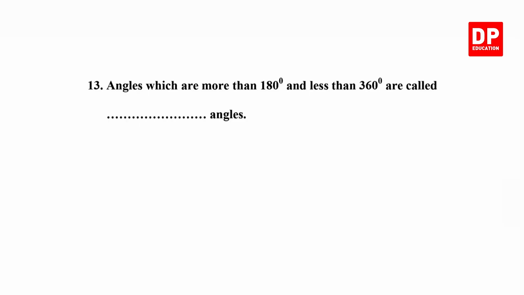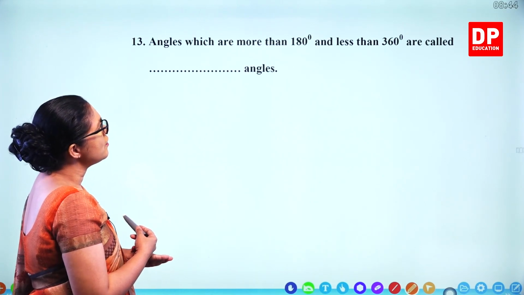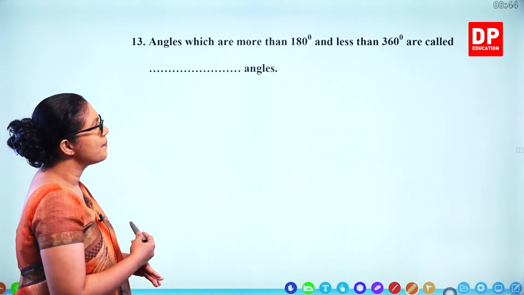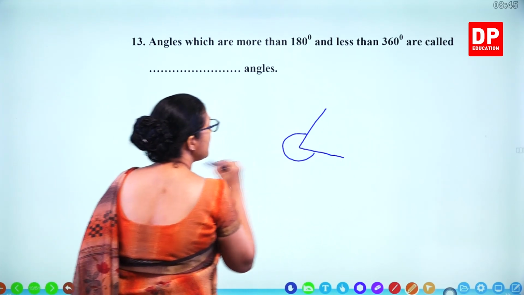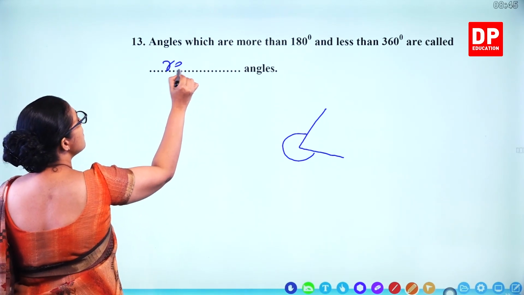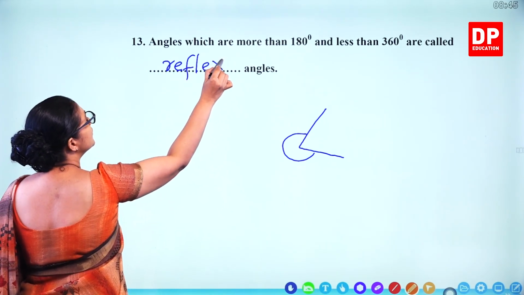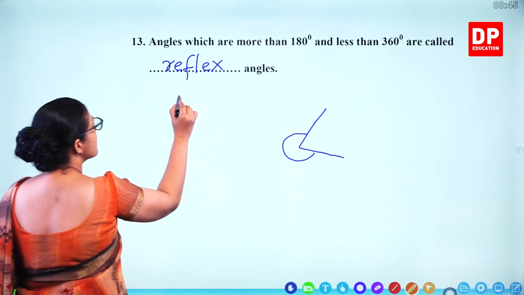Question number 13. Angles which are more than 180, less than 360 are called, what are those? Something like this, more than 180 and less than 360, reflex angles. 2 marks.